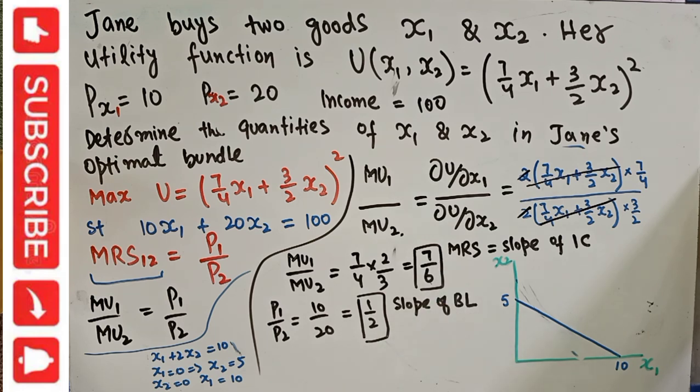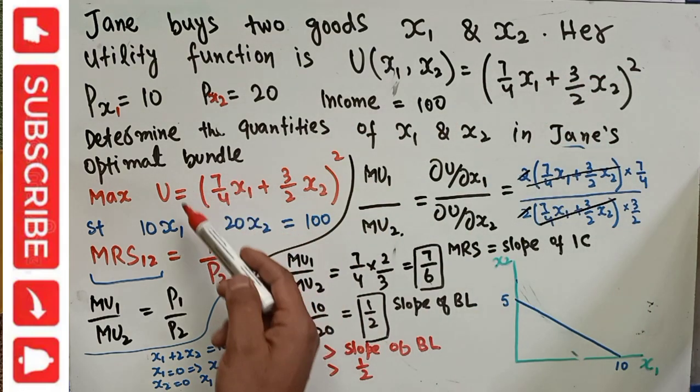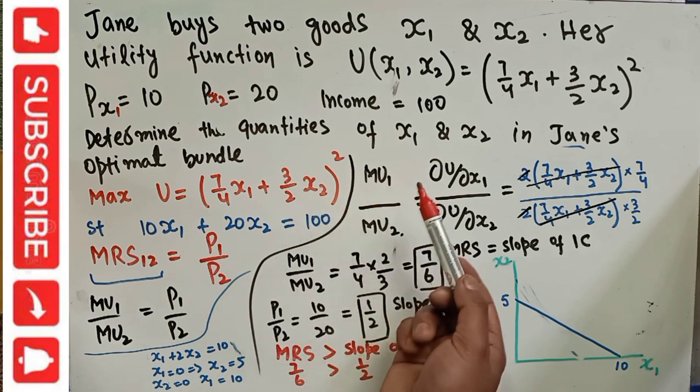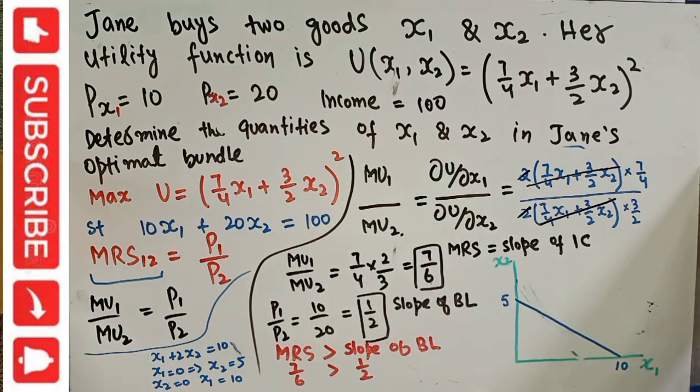And here you can see, actually this is MRS, and you can visualize that the MRS, the slope of the indifference curve, is greater than the slope of the budget line. So MRS, 7 upon 6, is greater than 1 upon 2, obviously. Now if I want to draw the indifference curve, here the indifference curve will be a linear one. You can check it out by setting this utility function equal to some utility and solving for x1 and x2. You will get a linear indifference curve.